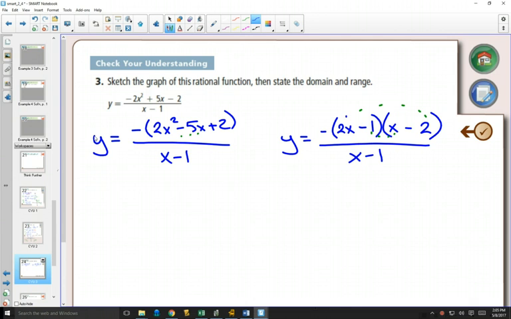So when we look at step 1, when we write out our non-permissible value, that x can't equal 1, we know that this is going to turn into a vertical asymptote.